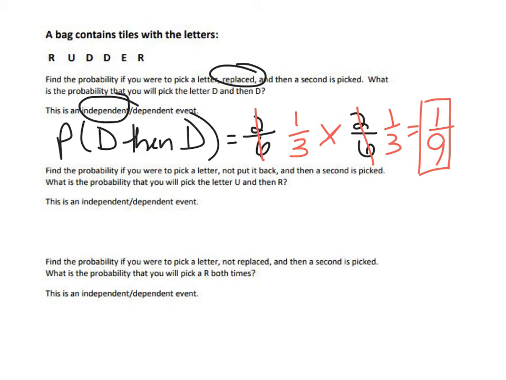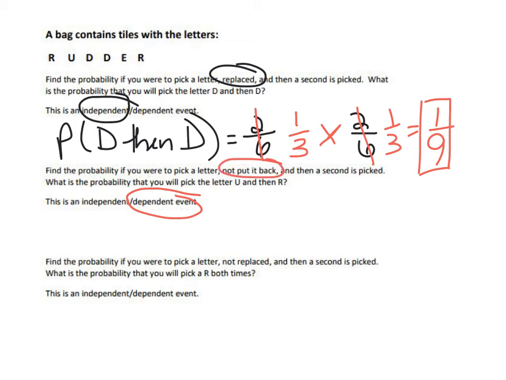Okay, and the second one. Find the probability if you were to pick a letter, not put it back, and then a second letter is picked. What is the probability that you will pick the letter U and then R? So is this an independent event or a dependent event? Dependent. What tells you that it's dependent? Not put it back.